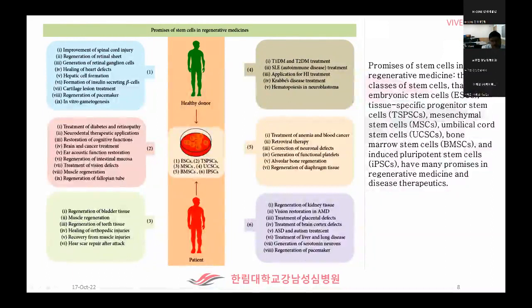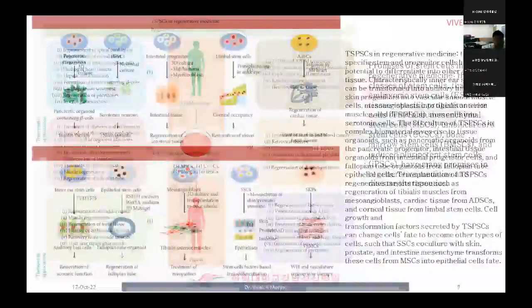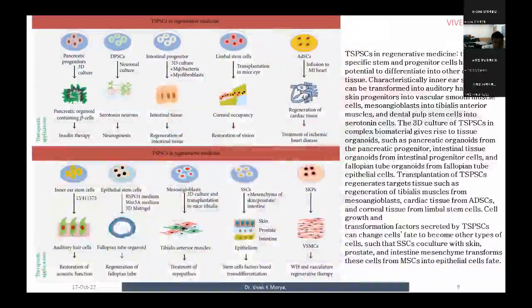When I talk about the mesenchymal, we are very much interested in mesenchymal because our department is related to orthopedic injuries, as well as the muscular orthopedic system. So we are interested in healing of orthopedic injury. That's why we prefer the mesenchymal stem cell. Among the mesenchymal stem cells, we selected the adipose-derived stem cell.